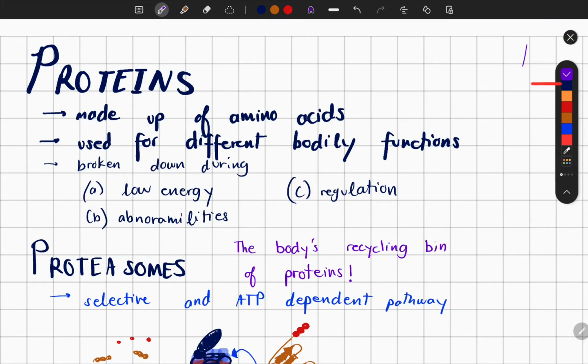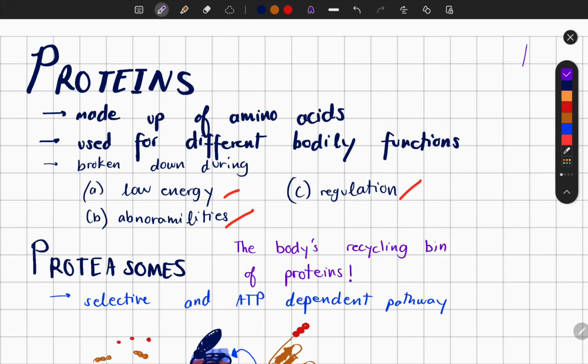Everyone, welcome back. So for today, we should be talking about protein degradation using proteasomes. As we all know, proteins are among the most important substances in the body. They are large complex molecules made up of amino acids and are used in different bodily functions. But even though they are very important, they also need to be degraded, especially when there is low energy, when there is abnormality with our enzymes, or even to regulate our bodily function.